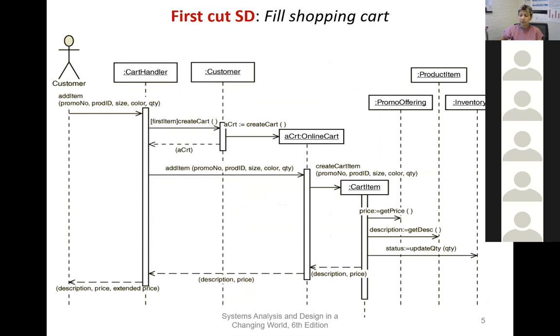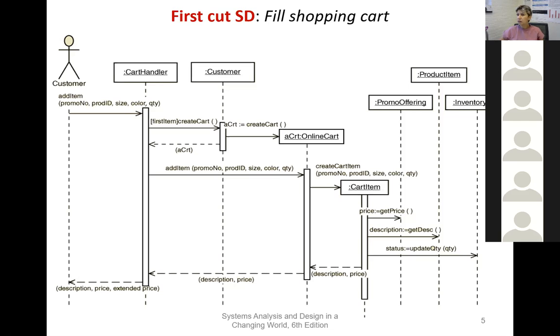This is your filling shopping cart example we've looked at so many times. There is a handler, which is your MVC pattern object. The view layer object hasn't been shown here just because it's too big. It doesn't fit in here. So you have the MVC, you have the customer, online cart item, promotional offer, product item, and inventory item. Many of you have read this sequence diagram with me in the past.